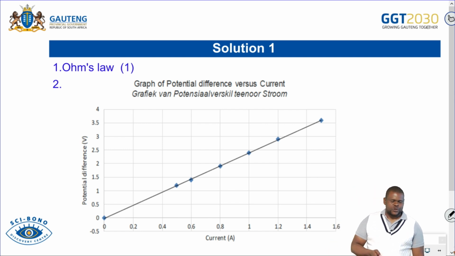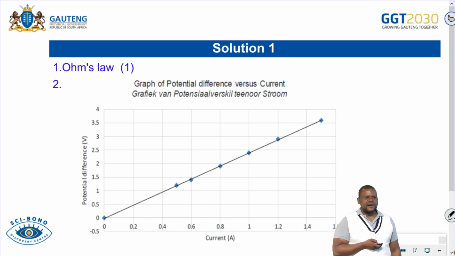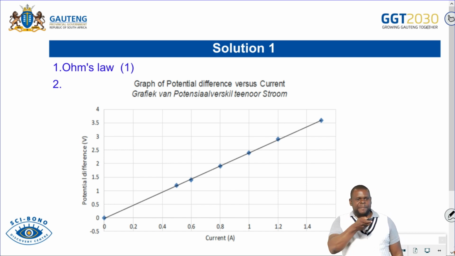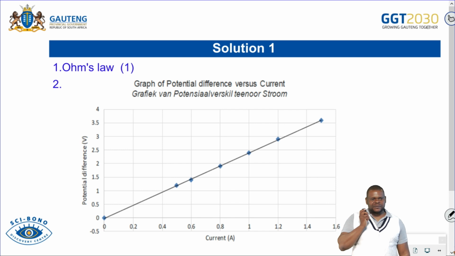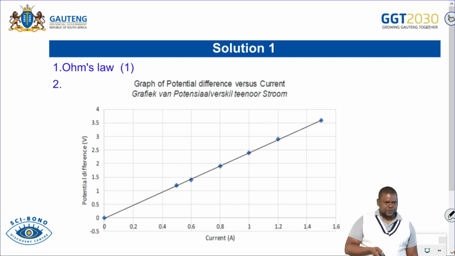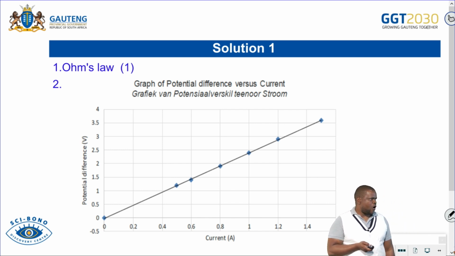Let's look at the graph. You can see my graph. It has the heading there: the graph of potential difference versus current. Look at the points. We first drew the points and thereafter plotted a best fit line, the line that touches all the points. Are we together? You can look at it and copy down. This is how we draw the graph, and that is 4 marks.